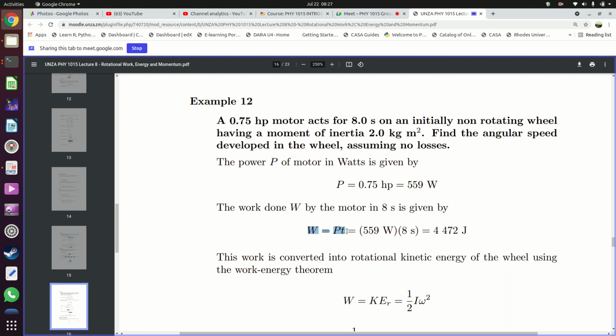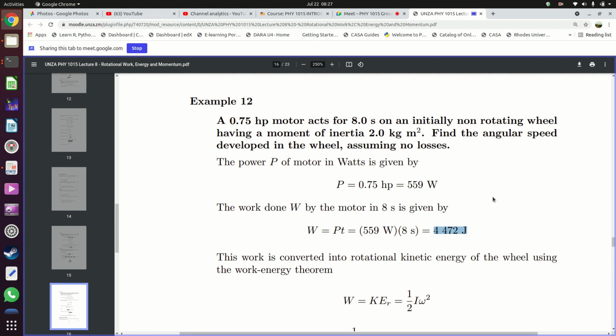Okay. Now, if this is the amount of work which has been done, then we are talking about rotational work. And as I was saying earlier, what does work do? Work transfers kinetic energy. When you perform work on this non-rotating wheel, it starts to rotate. As you perform this work, the wheel is going to gain rotational kinetic energy.